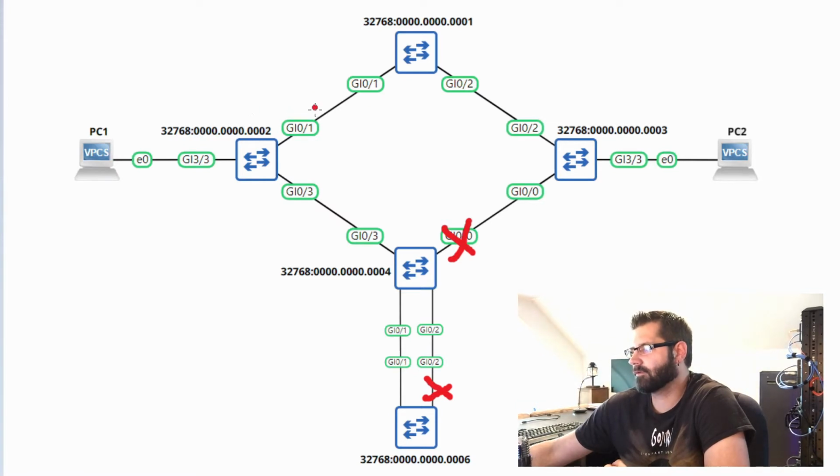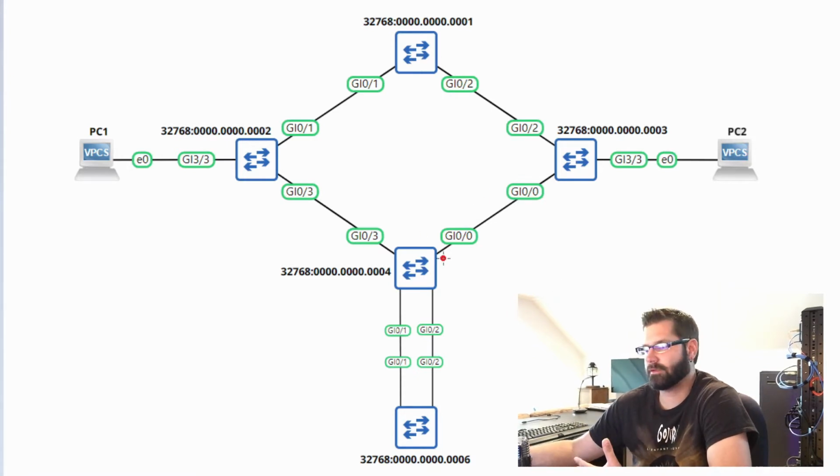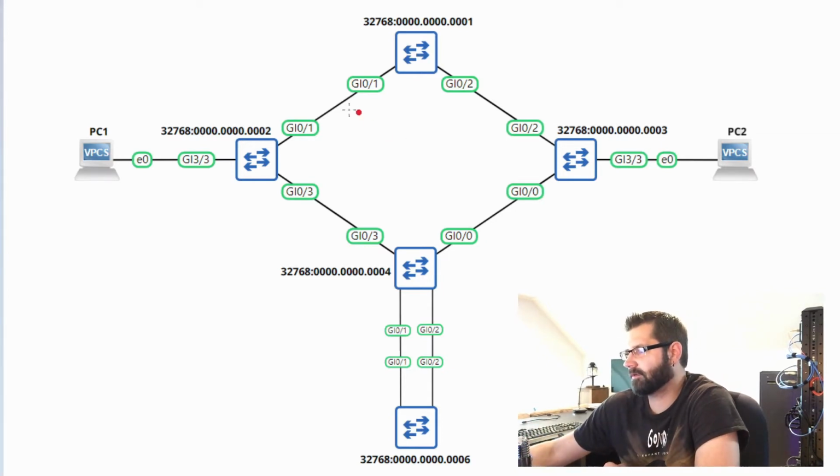So that way if another link fails, spanning tree will just unblock a link, and you have that redundancy and that automatic failover in the event of another failed link or a failed switch.